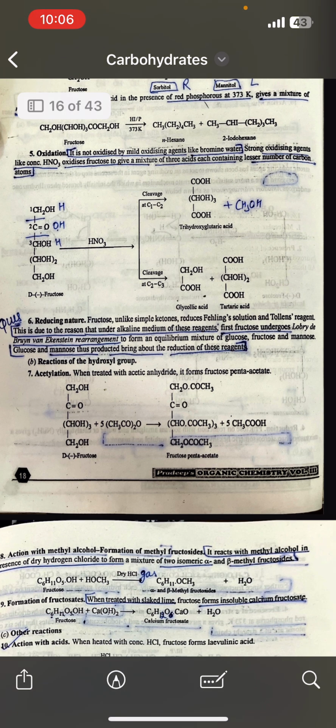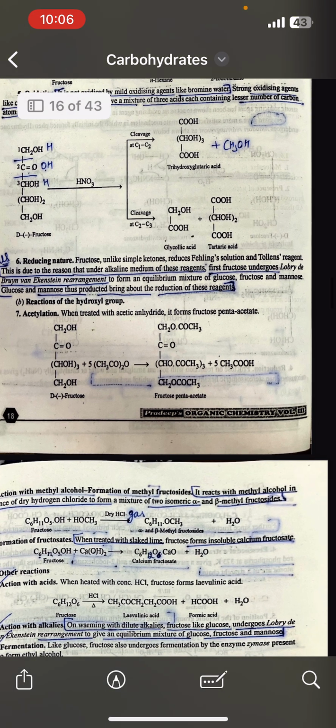Reducing nature. Unlike simple ketones, fructose reduces Fehling's solution and Tollens' reagent. This is due to the reason that under the alkaline medium of these reagents, fructose first undergoes Lobry de Bruyn-Alberda van Ekenstein rearrangement to form an equilibrium mixture of glucose, fructose, and mannose. Glucose and mannose thus produced bring about the reduction of these reagents.